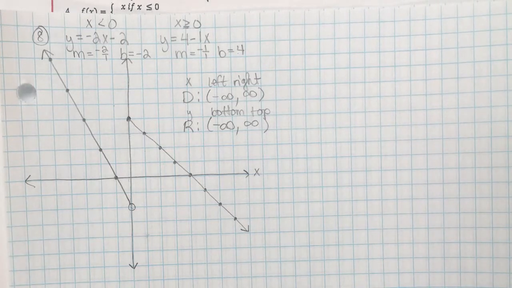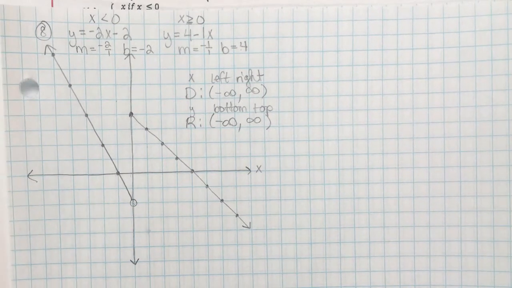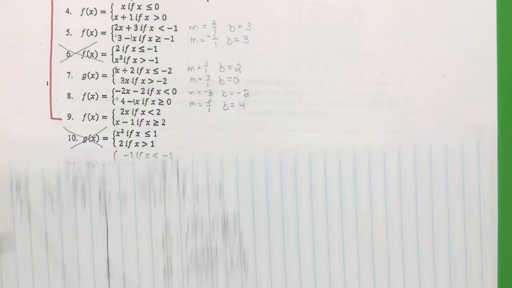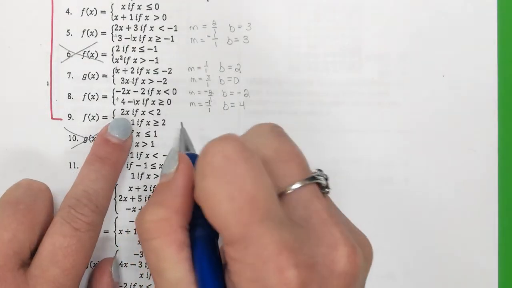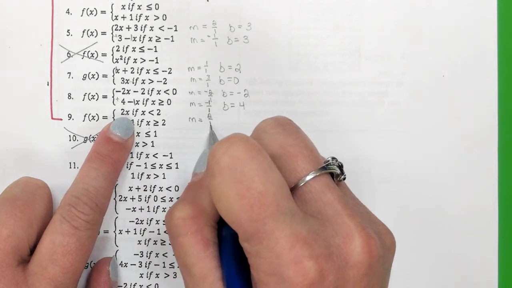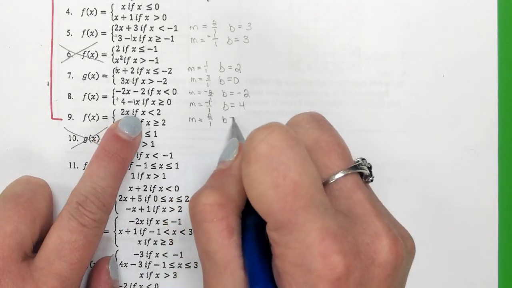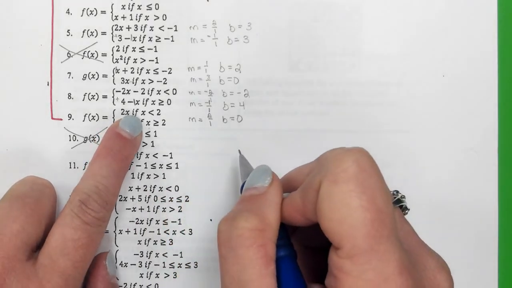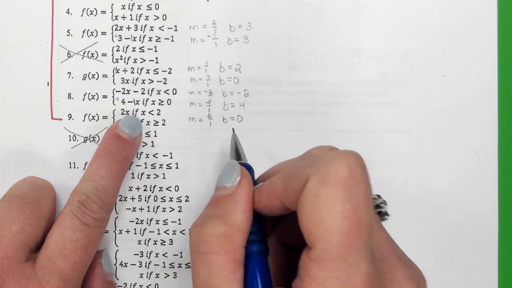All right, last one, guys, number 9. All right, so number 9, your slope is always in front of x, which is 2/1. You don't have anything in the back. So remember, if you don't have any money, it's 0. If you don't have any dollars, you got $0.